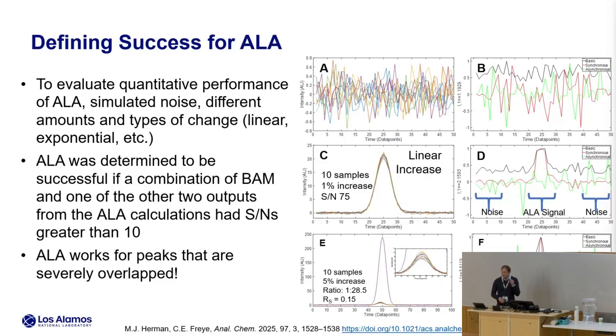We even explored this and showed that ALA works for peaks that are severely overlapped. And they can be even extremely traced, so very, very subtle. So you can see I've zoomed way into the baseline there to see that very subtle change that was overlapped by that massive interference. And yet, we can still find that with ALA.